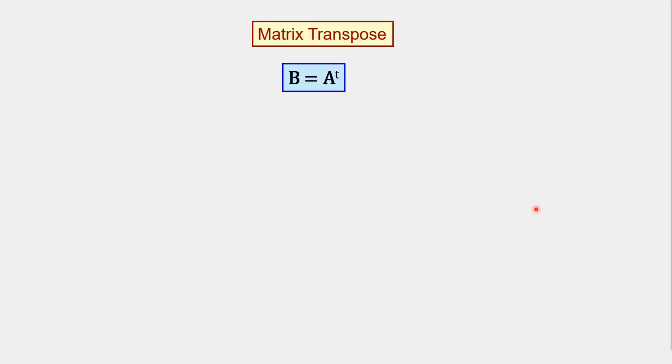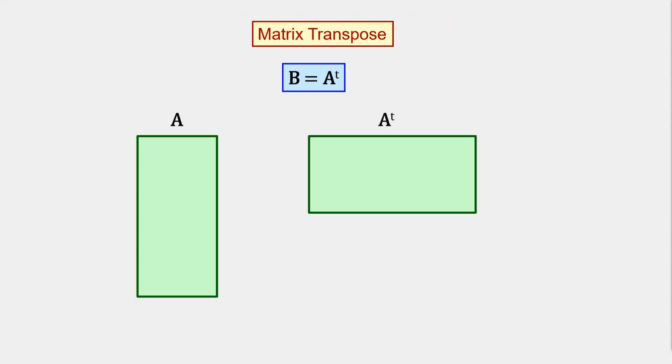The transpose of a matrix is simply the matrix flipped on its side. We interchange the rows and columns of A to obtain A^T. We designate the transpose by this superscript T. If we take the transpose of the transpose of a matrix, we end up with the original matrix.